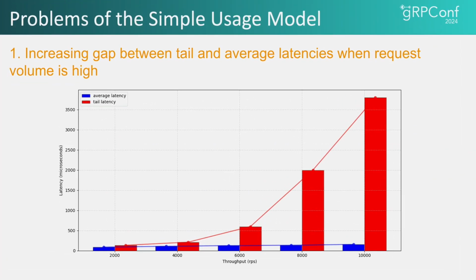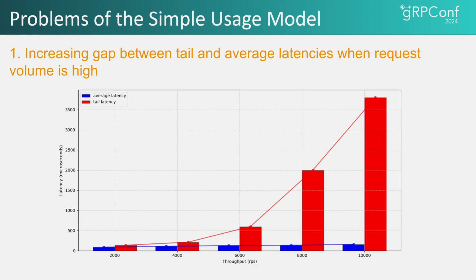This chart illustrates one of the key problems of the simple usage model we discussed in the previous slide, which is the increasing gap between the average and tail latencies when request volume is high. As you can see, when the request volume increases, the average latency remains relatively stable. However, the tail latency starts to rise significantly. The gap between the average and tail latencies becomes more prominent at higher throughput levels, especially when the system is handling over 8,000 requests per second.